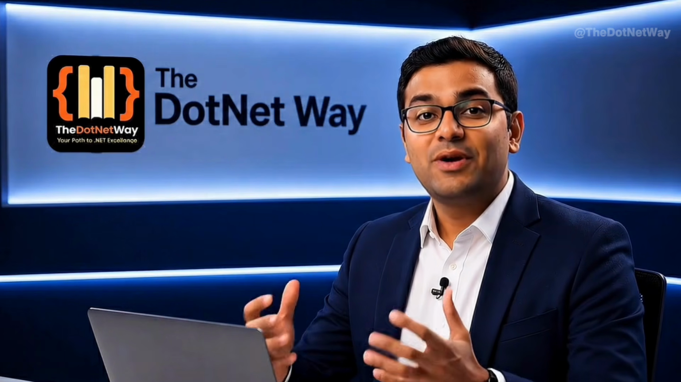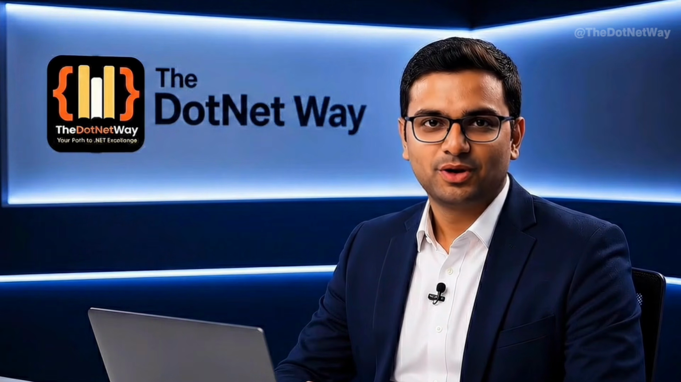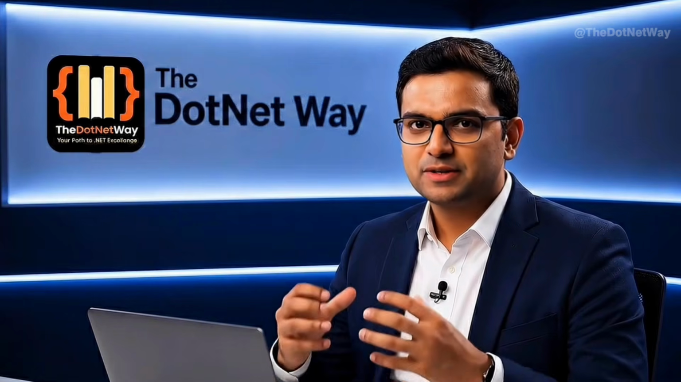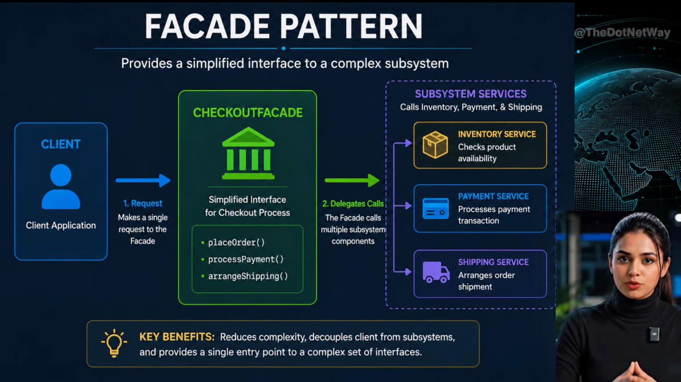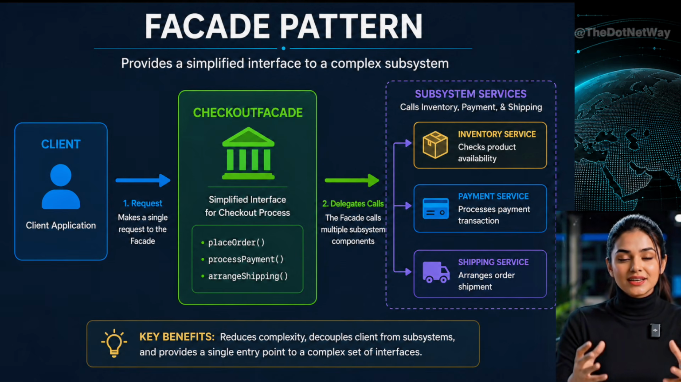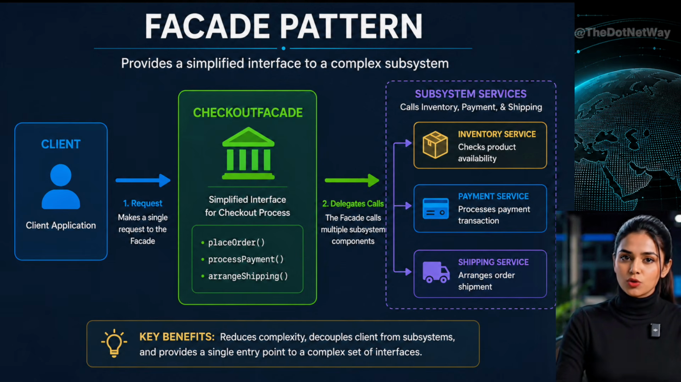What if a system is becoming too complex for a client to call? Do you use the facade pattern? Exactly. The facade pattern provides a simplified interface to a complex subsystem. If placing an order requires calling the inventory, payment, and notification services, I don't force the UI to call all three. I create a checkout facade that handles the heavy lifting, giving the client one simple method to call.